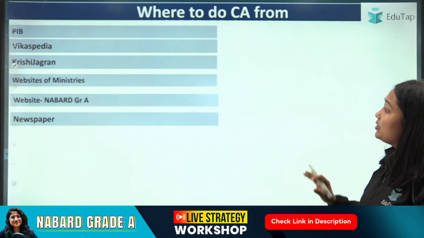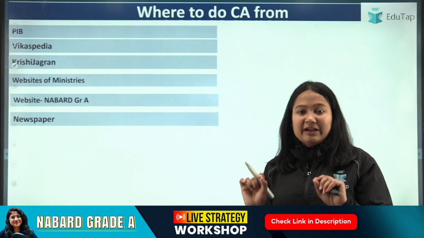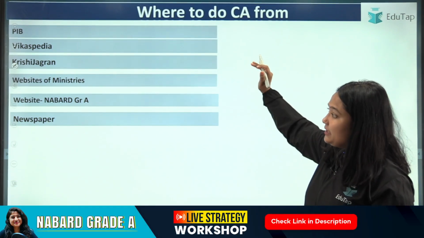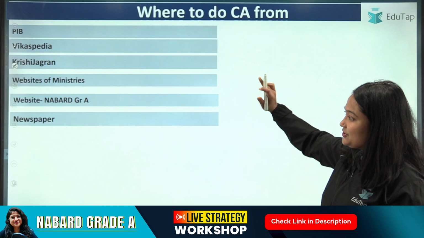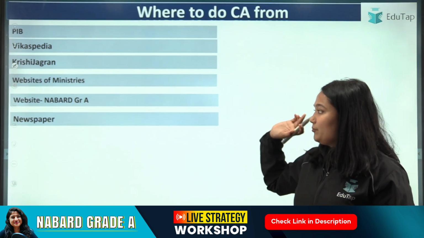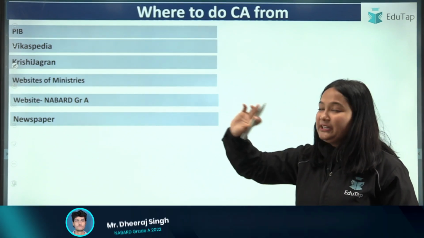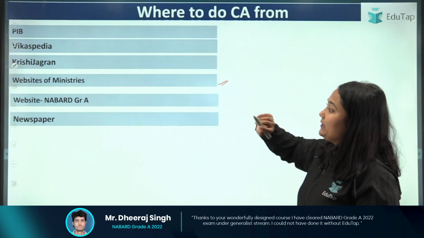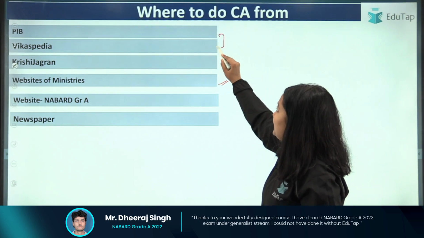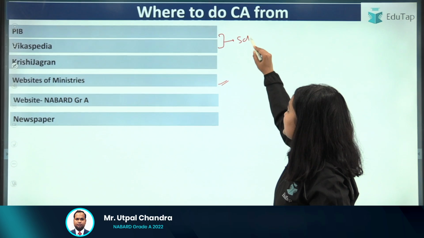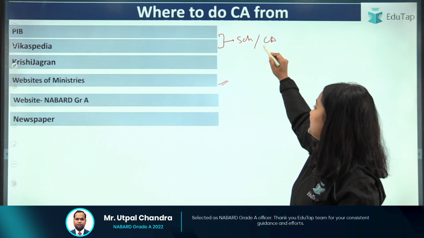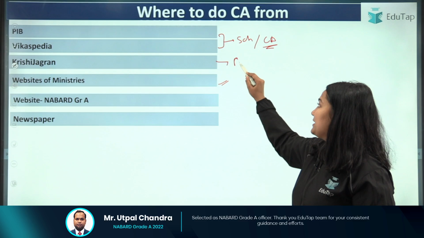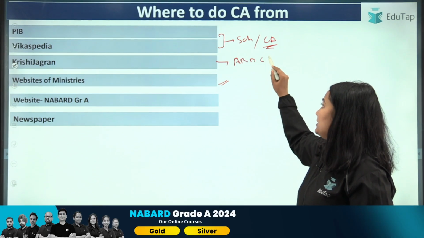Then, if I talk about where to do current affairs from, I have noted down some sources for you: PIB, Vikaspedia, Krishi Jagran, the website of the ministry, the website of NABARD, and then the newspaper. Which ministry, we will talk about, don't worry. If I talk about PIB and Vikaspedia, from here you can do the schemes and also the current affairs that are government related. Then Krishi Jagran, the ARD current affairs will be covered from this.